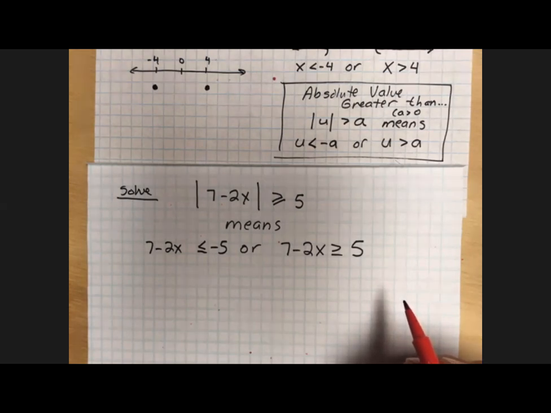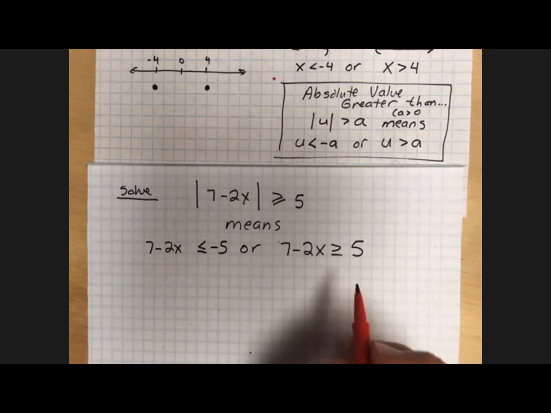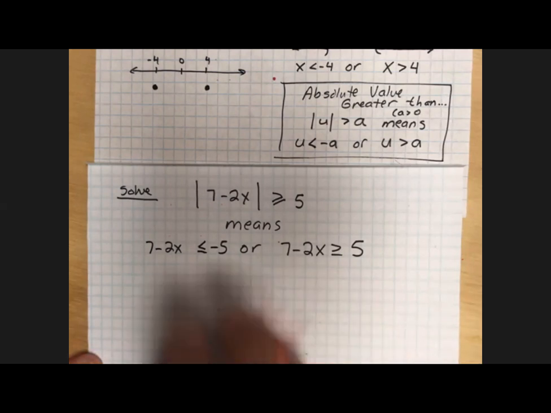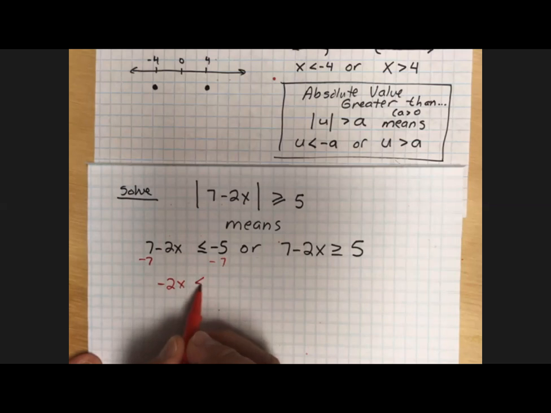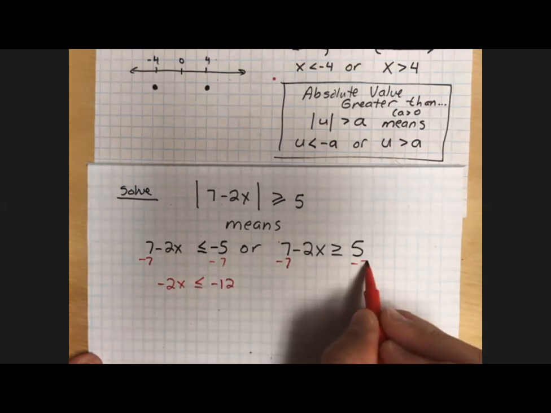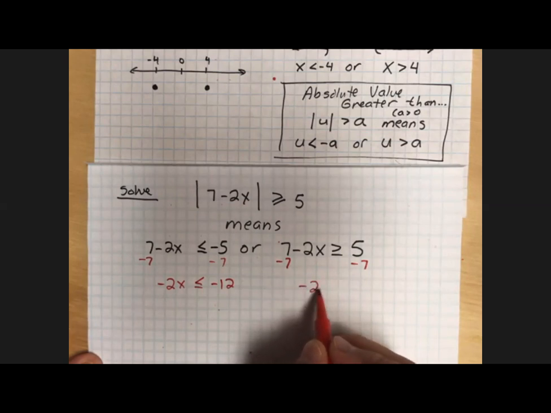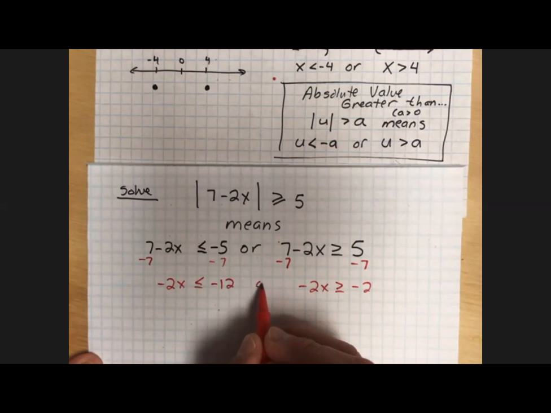But then they start to realize, wait a minute, I've got to follow the rules he taught me today and the rules he taught me last time and the rules he taught me last time. In other words, they start to pile on, right? So you've got to be patient when you do that. Let's do both of these. Subtract 7, subtract 7. I got minus 2x is less than or equal to minus 12. Subtract 7, subtract 7. Minus 2x is greater than or equal to -2. Doesn't hurt to keep saying "or," just to remind yourself.